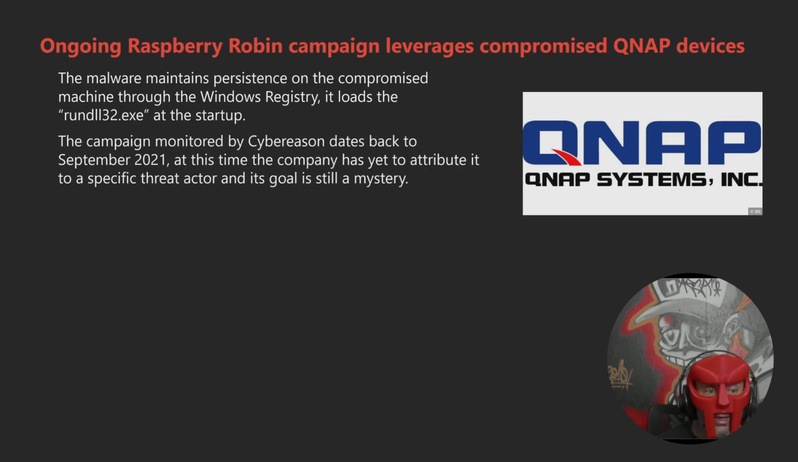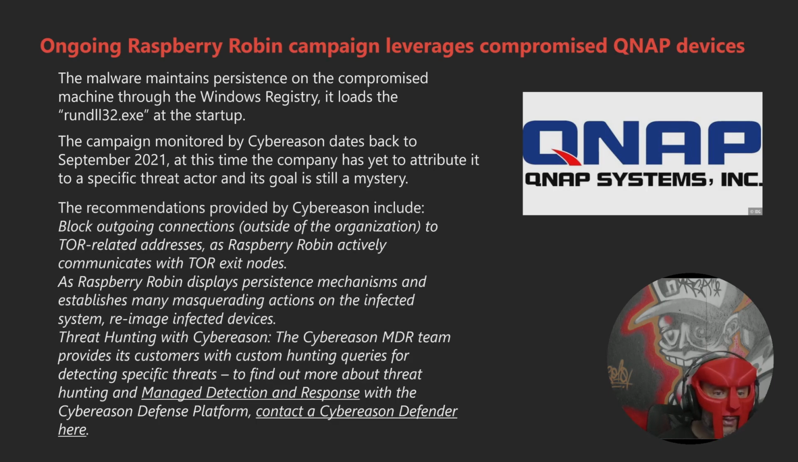The campaign monitored by Cyberreason dates back to September 2021, and at this time the company has yet to attribute it to a specific threat actor, and its goal is actually still a mystery. The recommendations provided by Cyberreason include: block outgoing connections outside of the organization to Tor-related addresses, as Raspberry Robin actively communicates with Tor exit nodes. As Raspberry Robin displays persistence mechanisms and establishes many masquerading actions on the infected system, re-image infected devices.